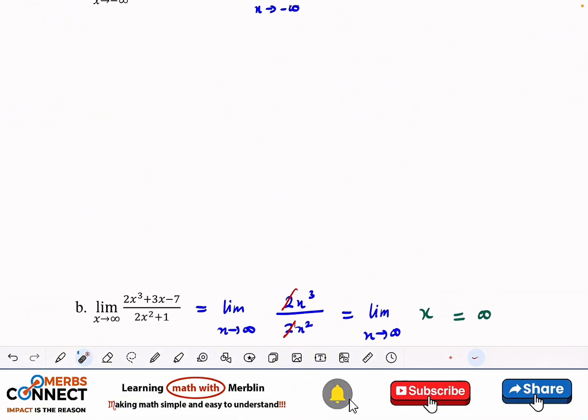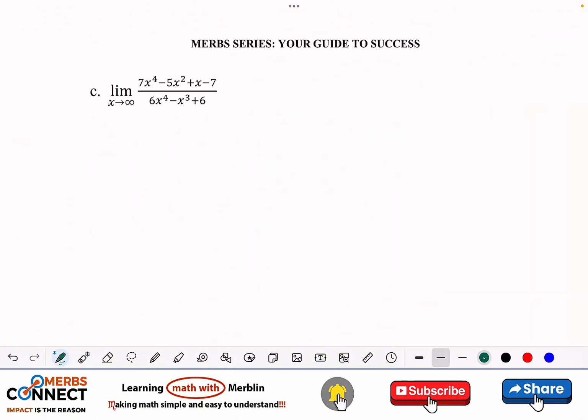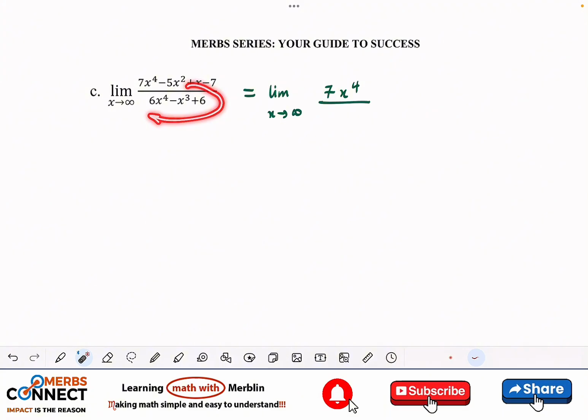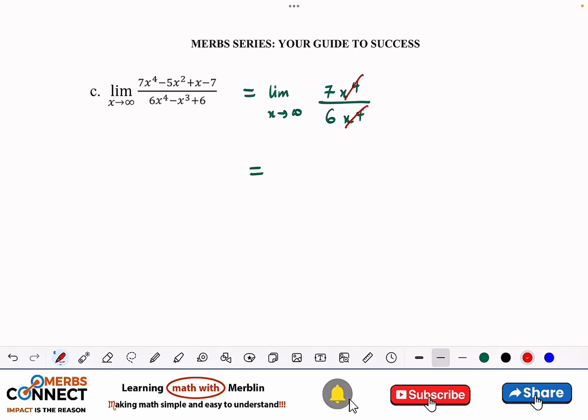Let's take another example. Now let's assume this one too. So this is equal to the limit as x approaches positive infinity. Let's pick the ones with the highest degree. So this is the highest degree. So we are going to have 7x to the power 4 divided by, which one is the highest degree? This one. So we just pick the ones with the highest degree, x to the power 4. So now the magic happens. x to the power 4 cancels x to the power 4.